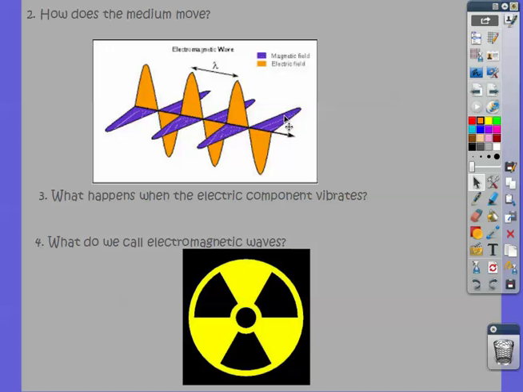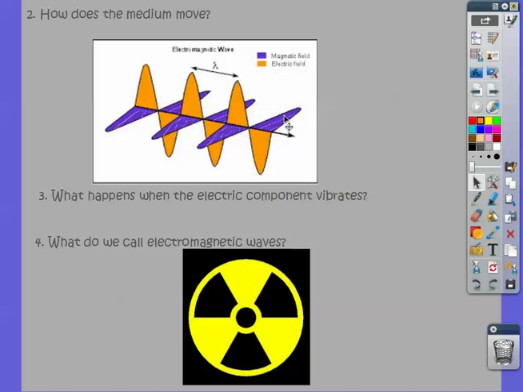So we kind of go, well, what happens when these magnetic and electric components vibrate? Well, the electric component, when that vibrates, that causes an electric field. So this allows electromagnetic waves to create an electric field. We call these types of waves radiation.